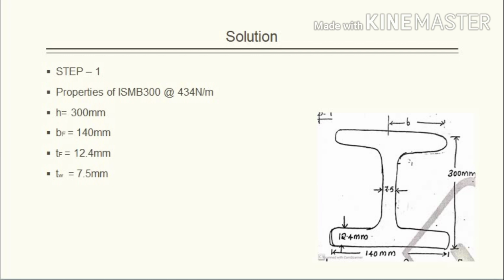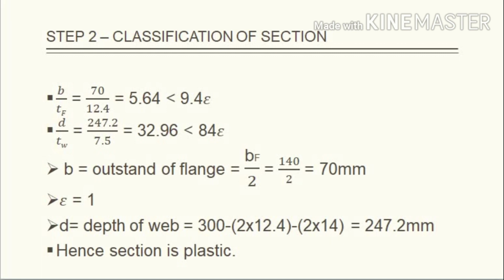Okay. So second is classification of section. These are all clauses from IS 800 2007. So B by TF, that is breadth by thickness of flange. So we have to find the breadth. Breadth means the outstand of the flange. Breadth of flange divided by 2, that is 140 by 2, which is equal to 70 mm. So 70 by 12.4, thickness of flange is provided as 12.4. We will get 5.64, which is less than 9.4 epsilon. Epsilon here is given as 1.